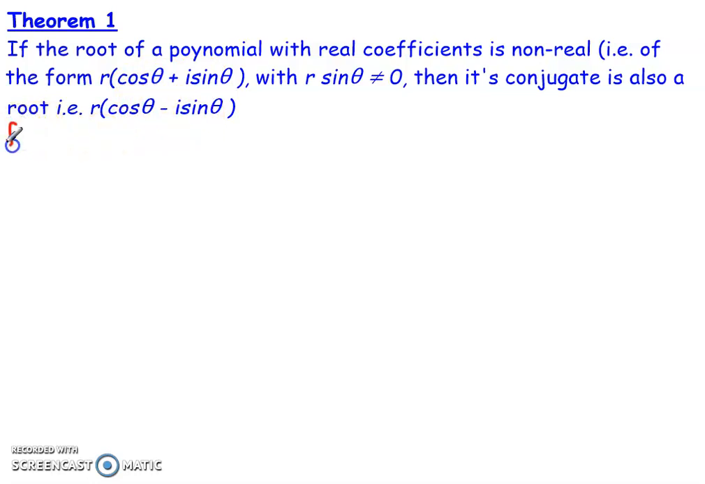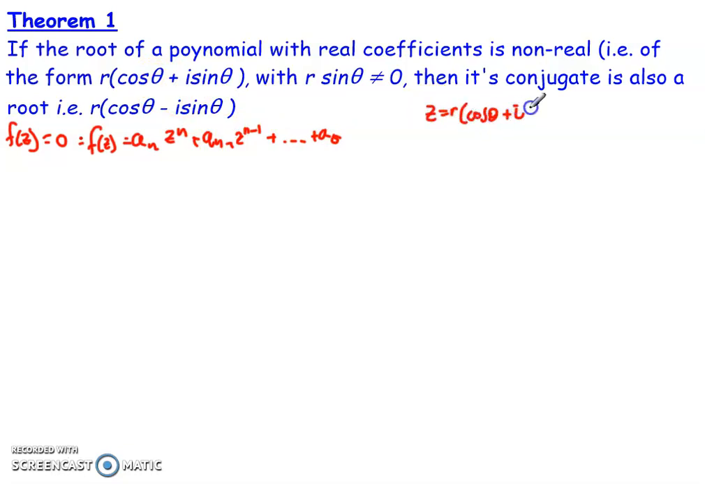Now this one, we can prove by imagining that we've got f of z equal to 0, so our polynomial we want to solve, and we write f of z in the format a_n z^n plus a_(n-1) z^(n-1), and so on and so forth, all the way down to our final term, which is quite simply a constant a naught. What we're then able to do is use the fact that we think and we know that z equals r(cos theta plus i sin theta) is a root and substitute that in.